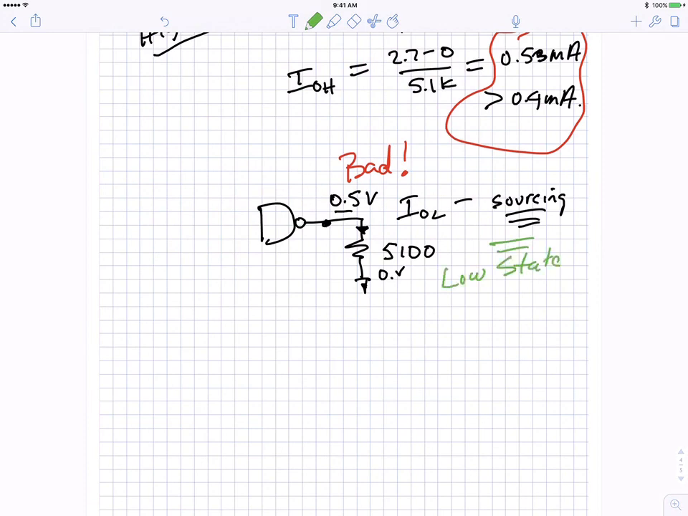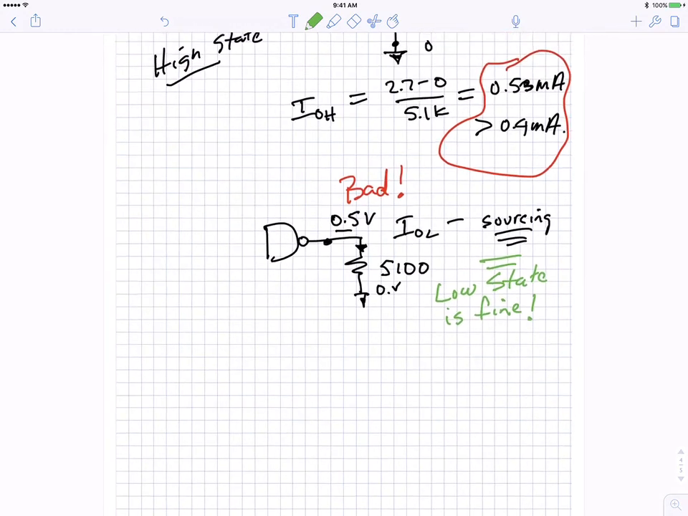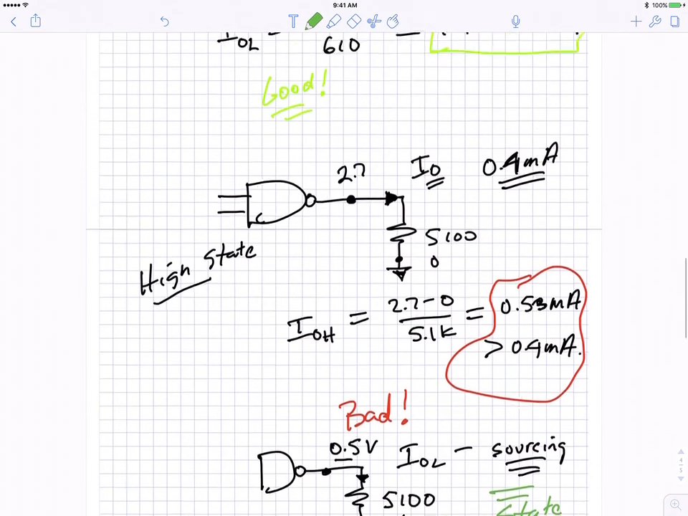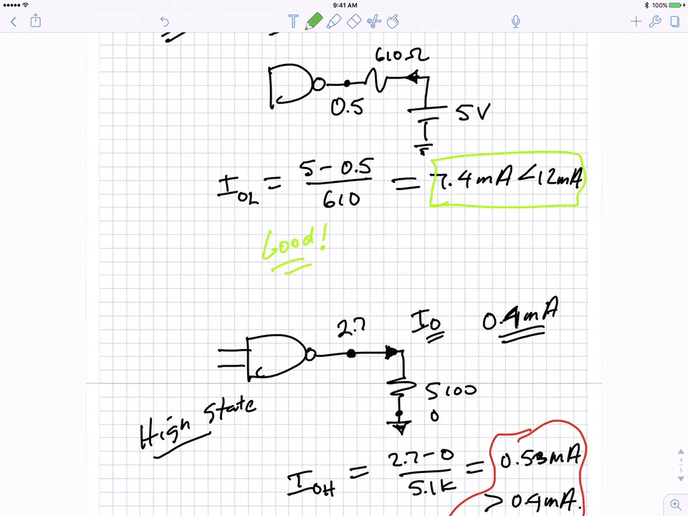It's the high state where I have some problems on the last condition. Okay, so that's the solution to this problem from the review exam.